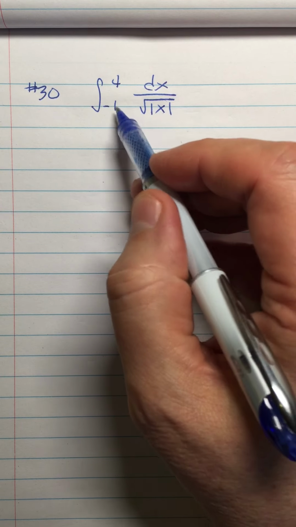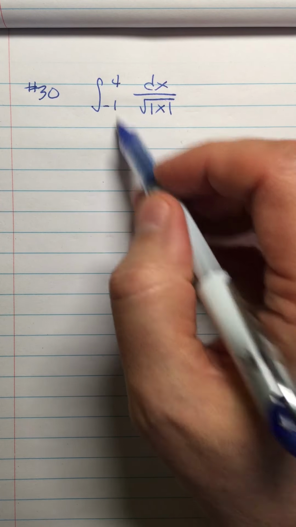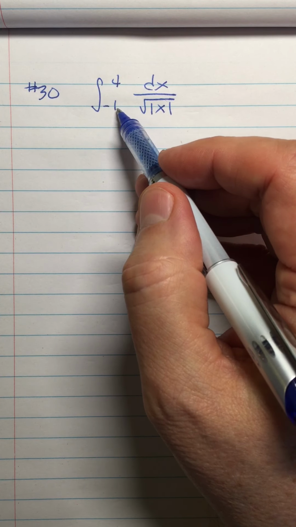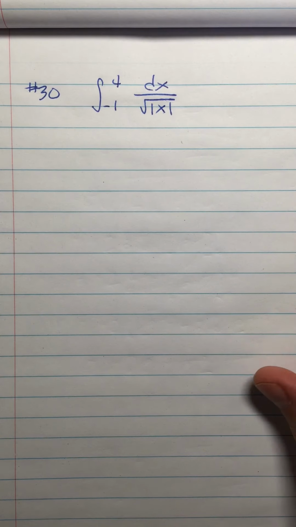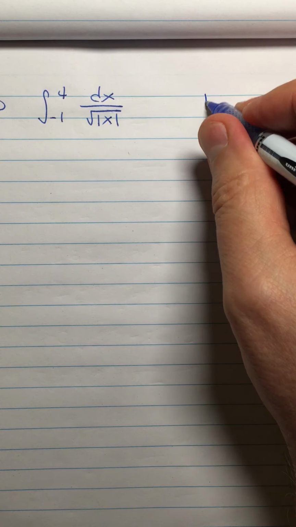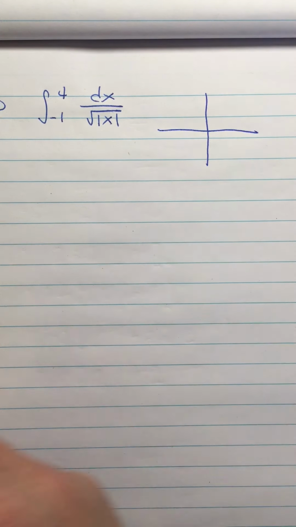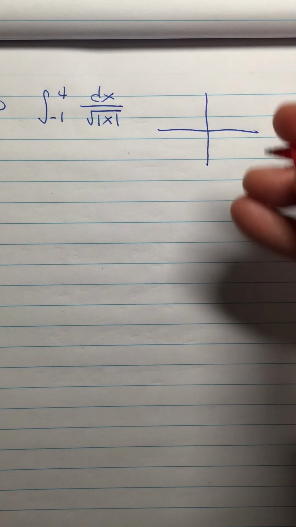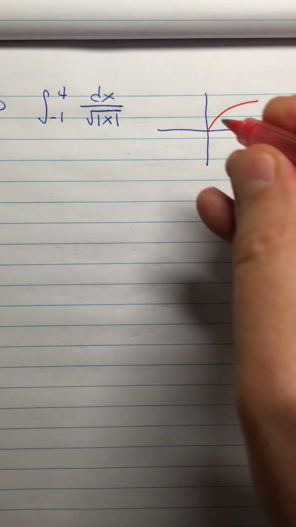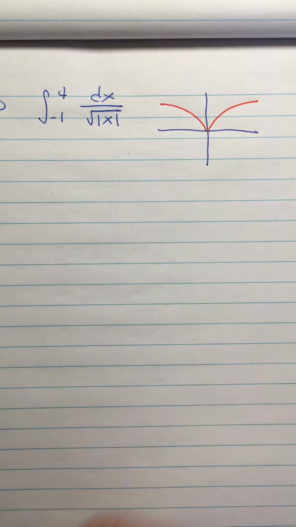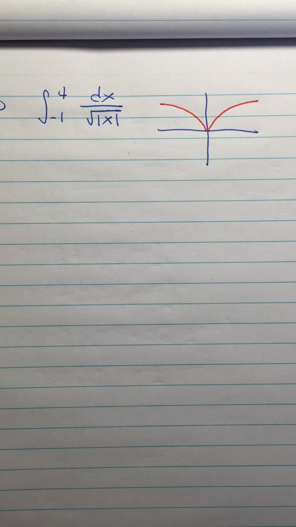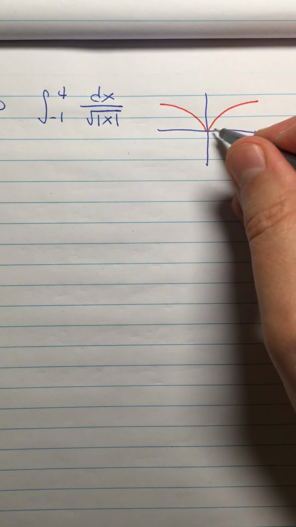Is that x equals 0 within my limits of integration? It is. X equals 0 is between negative 1 and 4. So there's some kind of a vertical asymptote. The square root of absolute value of x, we could probably figure out what that looks like. It's not that hard because we know what square root of x is, and then square root of negative x would just be a reflection over the y-axis. Oh, but it's 1 over that. Yeah, 1 over that.